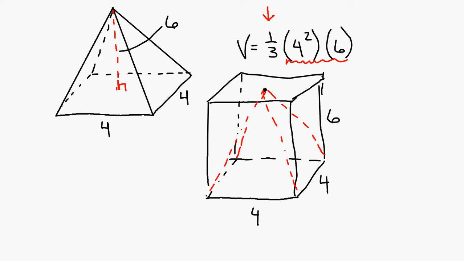So then you just do the math in your calculator. 1/3 times 16 times 6 is 32. And if these were all in inches, then it is inches cubed.